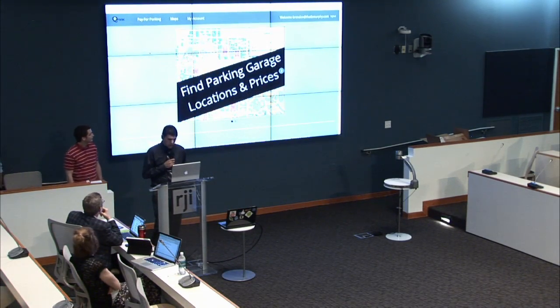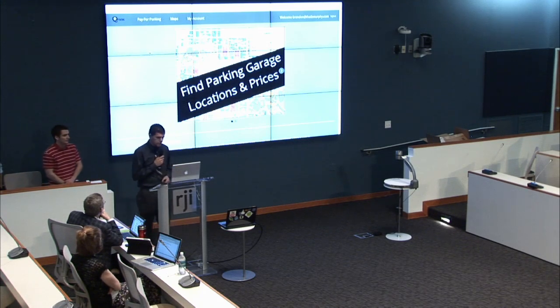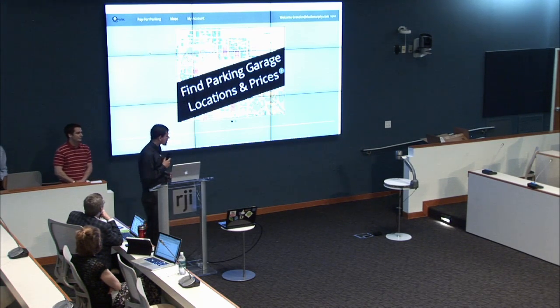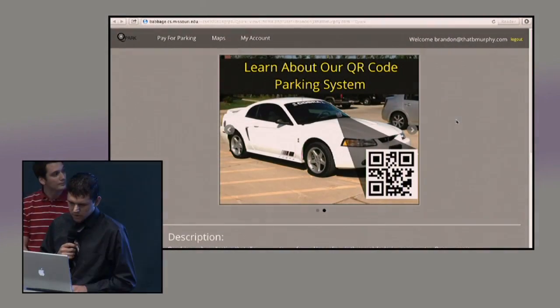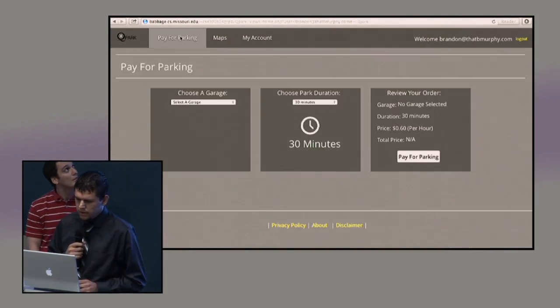So basically, after a user has signed up on our webpage, they can log in. This is our homepage. From here, they can access many features of our app. They can learn about our QR system, which is how every user is assigned a QR code that is linked to their account. They can view a description about the app. They can view reviews, as well as the most important feature, paying for parking online.